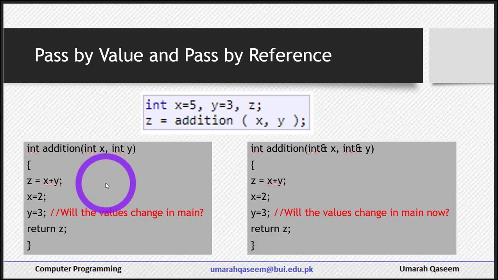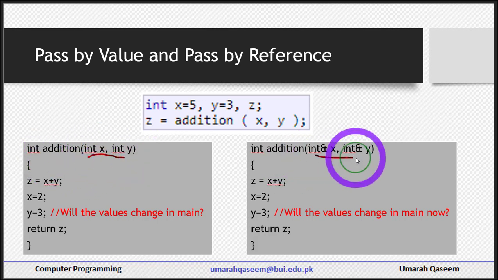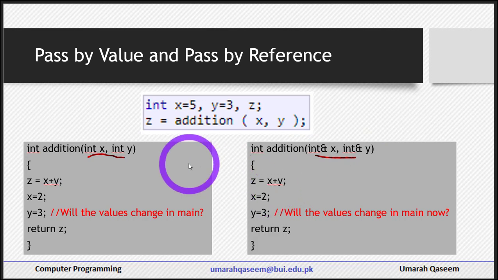Okay, let's take one more example. I have two functions and they both are the same, except that this function is called by value and this function is called by reference. This function is actually taking the parameters by value and this is taking the parameters by reference. Now let's see what's happening.